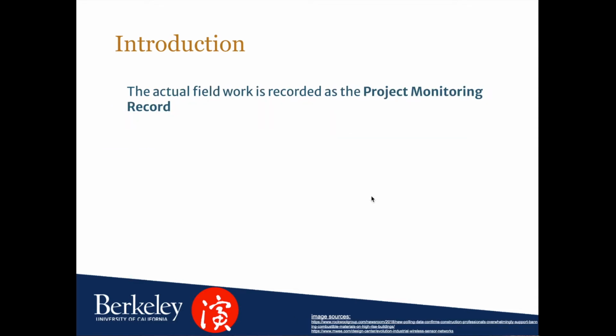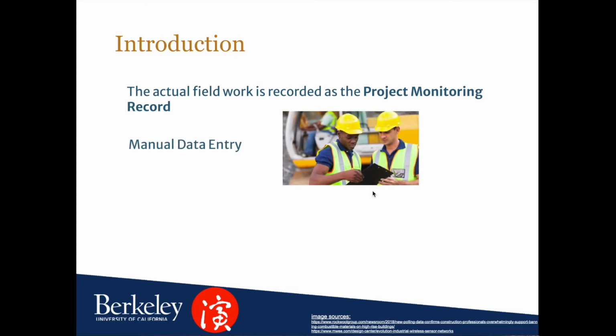Every construction process has a plan, but the actual work may deviate from the plan. To compare the plan with the work, we need to have the project monitoring record. Currently, there are two ways of making such a record. One is through manual data entry, so the project manager or project worker will record the construction process on a notebook or on an iPad. However, humans like myself often make mistakes, especially for repetitive tasks like this. So this method is error-prone.